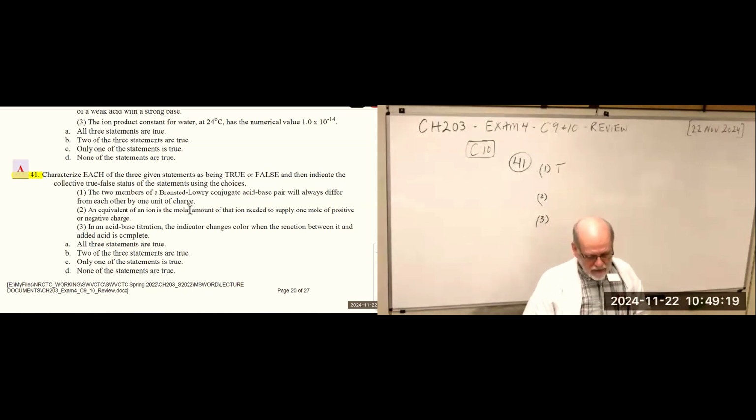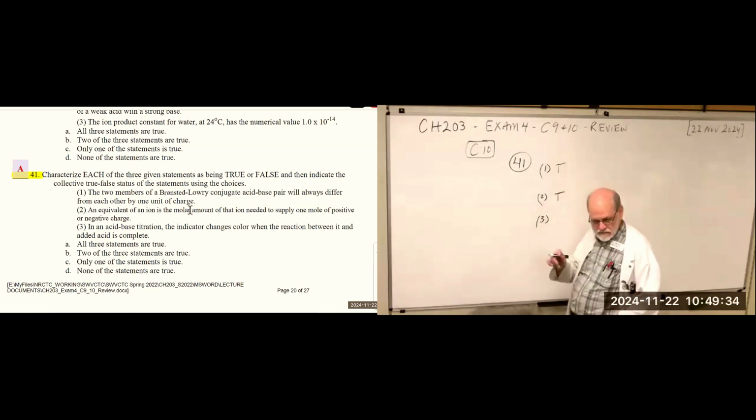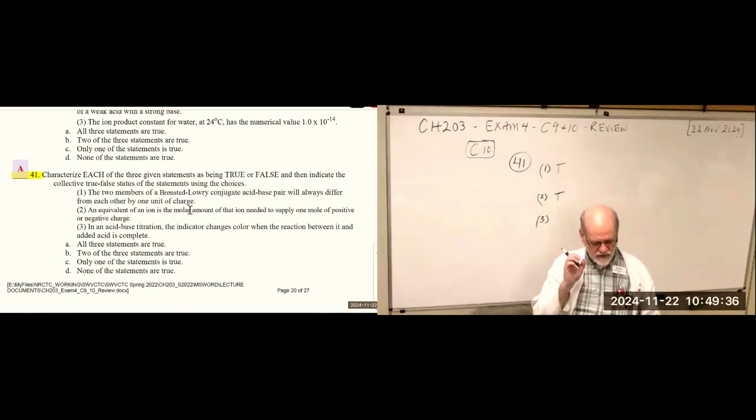That's true. Let's see. 2, an equivalent of an ion is the molar amount of that ion needed to supply 1 mole of positive or negative charge. Yeah, that's the definition of equivalent. How much of a substance, the molar substance, is required to deliver 1 mole of charge? And it's either positive or negative, doesn't matter. Yeah, okay. How about 3?